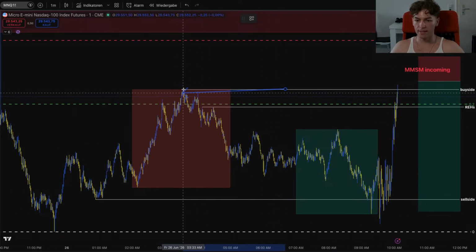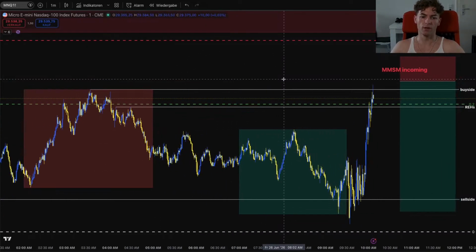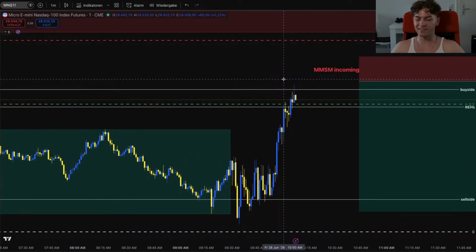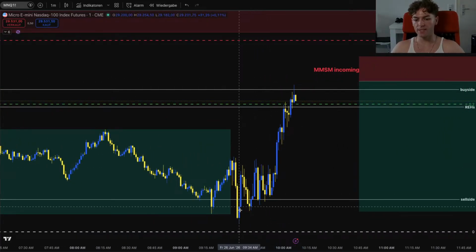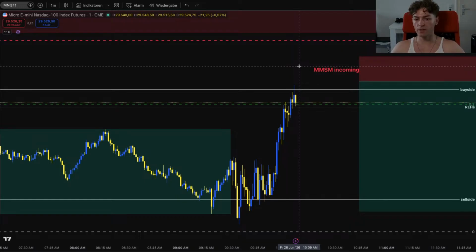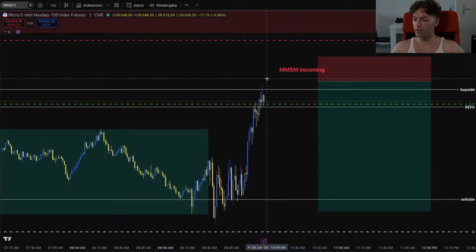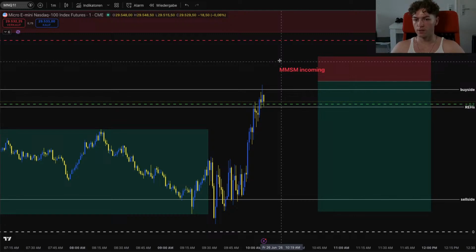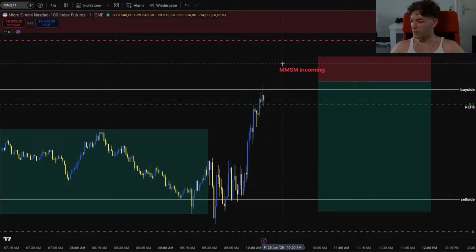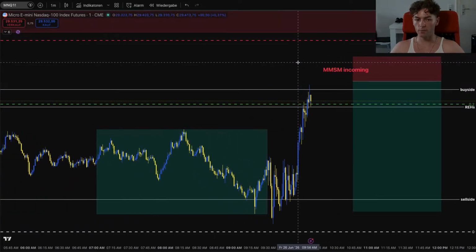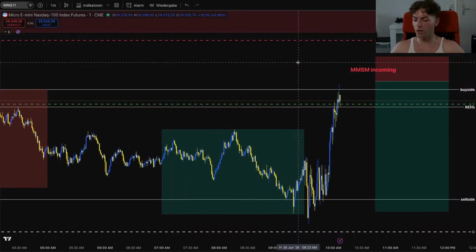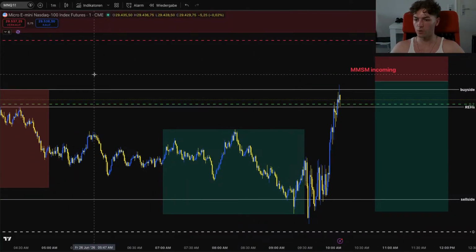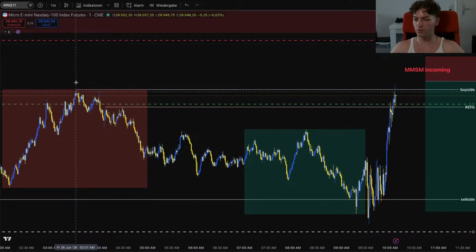So, taking out London High, perfect. First part of our model is done. Buy side of the curve has been created. Now we are going to see if my analysis is correct and we actually form a reversal. What is this level now? I can't read it myself because my TradingView is 10 minutes later. We are just above London High, the high that formed at 3:31 a.m.